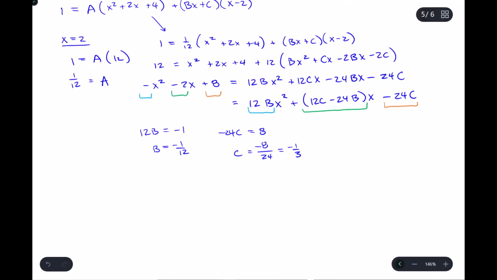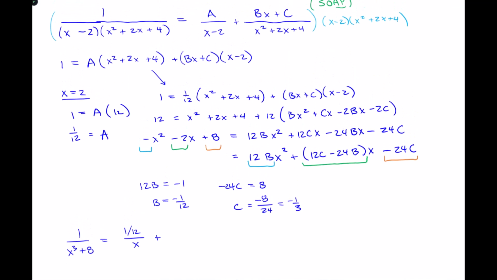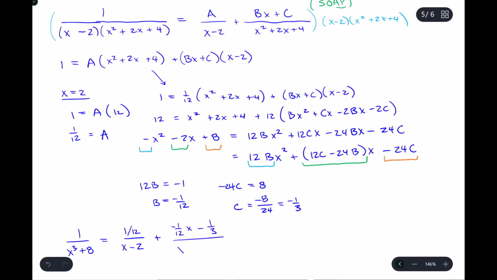So my decomposition of 1 over x cubed plus 8, this thing could be written as, I'll just do it, 1/12 over x plus, and then it was, oh, I'm sorry, not over x. I should have scrolled up to c. That was from the previous problem. So a over x minus 2, so 1/12 over x minus 2 plus b, which is negative 1/12 times x plus c all over x squared plus 2x plus 4.